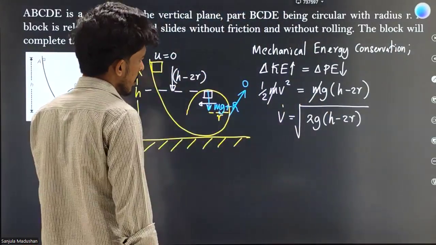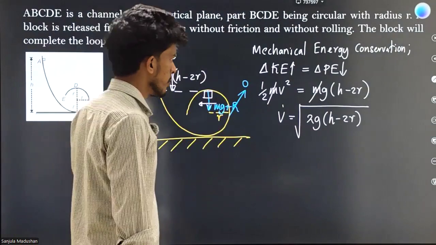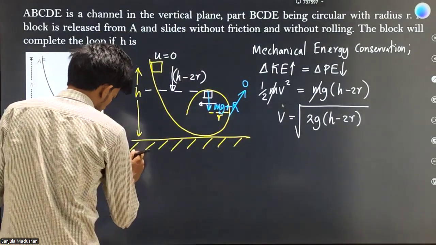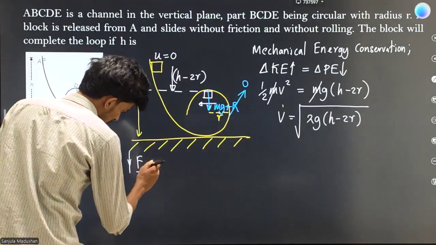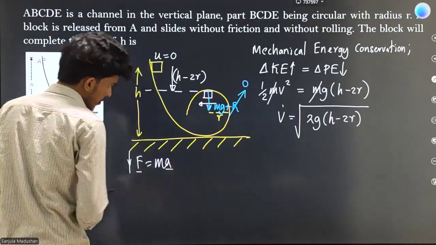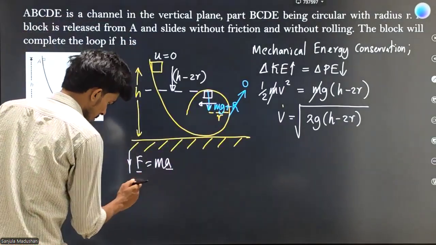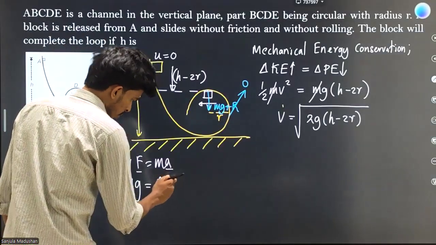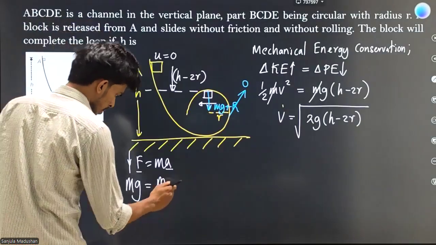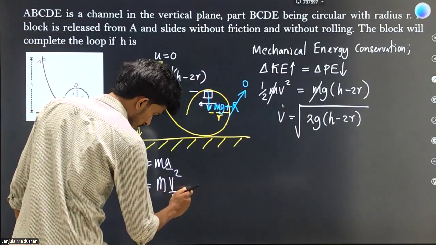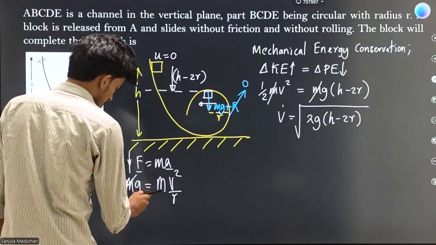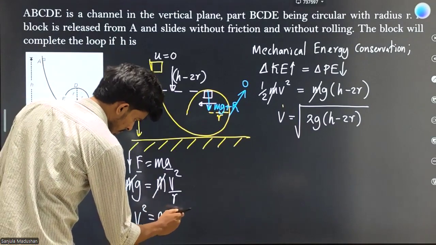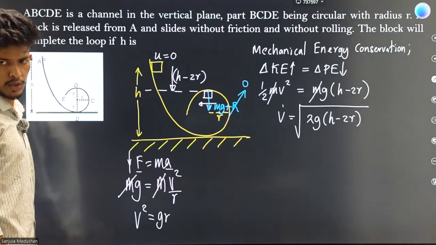So if I consider this circular motion and use F equals ma, the resultant force acting towards the center is mg, because the perpendicular reaction is 0, and that is equal to m times the centripetal acceleration, which can be written as v squared over r. Let me simplify this quickly. So I get an expression v squared equals gr.